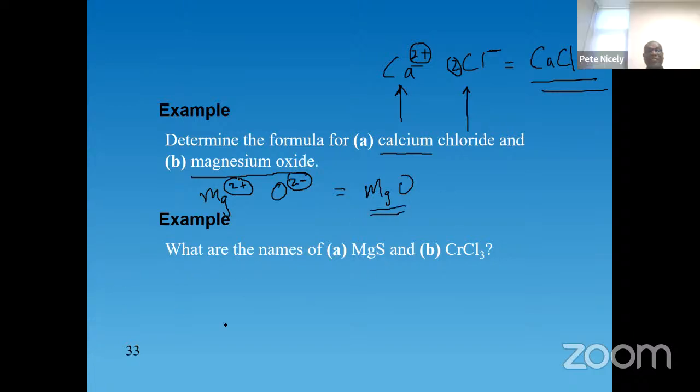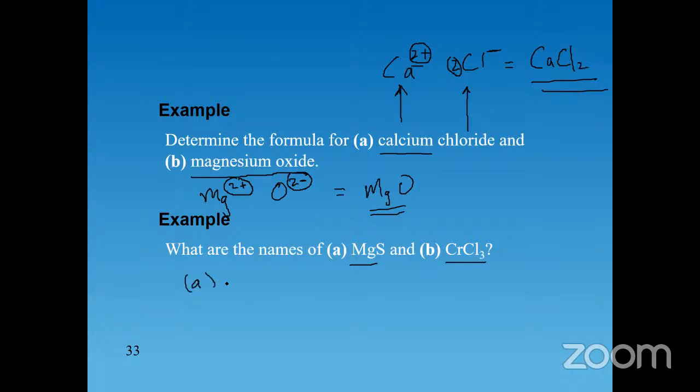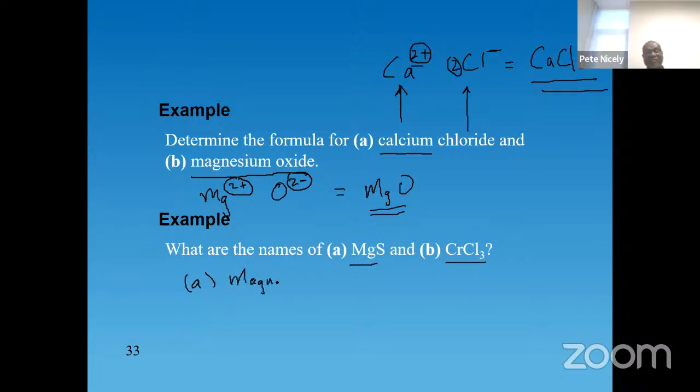Okay, so that brings us now to the next example. What are the names of MgS and CrCl3, all right? Okay, so let's deal with A. So this is kind of the reverse of what we were just doing in the first example. You're given the formulas and you're asked for the names. So what would be the name of MgS? Would it be magnesium sulfide? Exactly, magnesium sulfide.